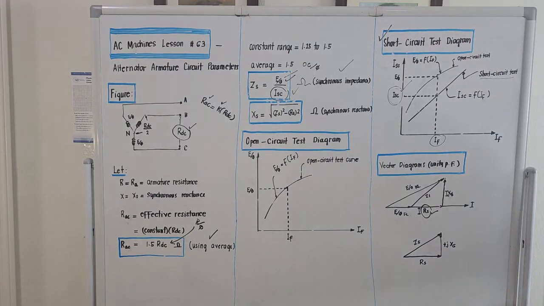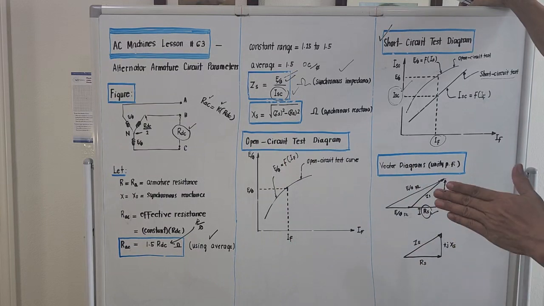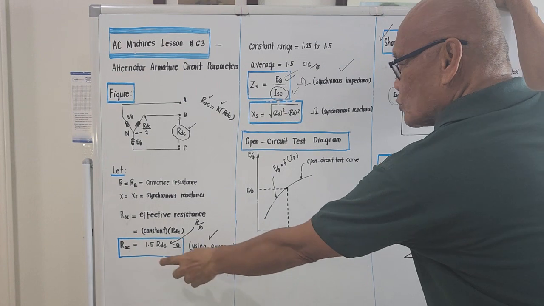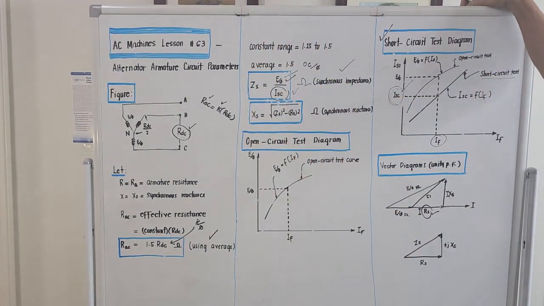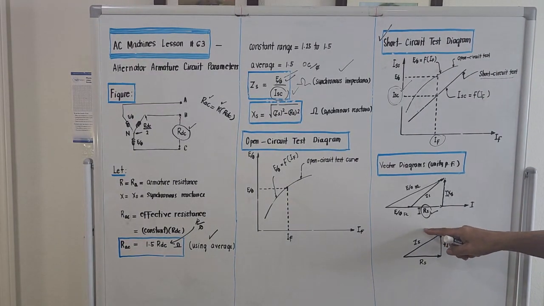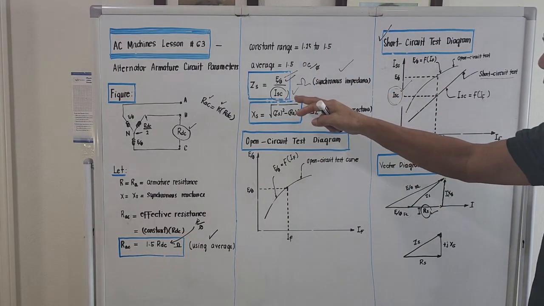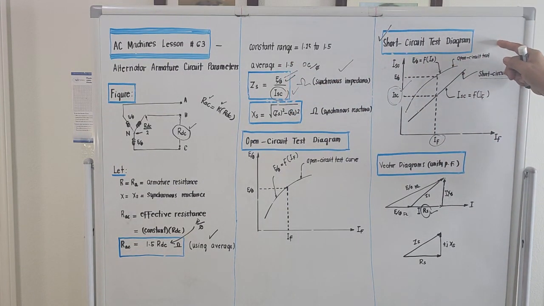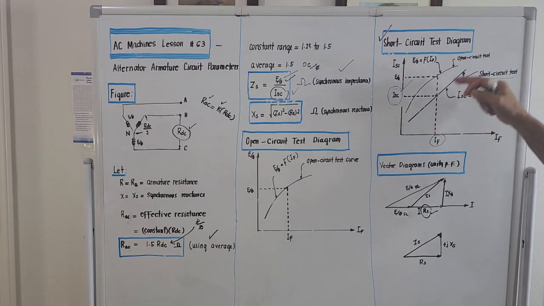So we have already determined the two parameters needed in the computation of the voltage regulation. We now know the value of RAC. It is 1.5 times RDC. And for the total impedance, the total impedance value of the alternator should be the open circuit voltage per phase over the value of the short circuit current from the short circuit test diagram. So the short circuit test diagram is very important.